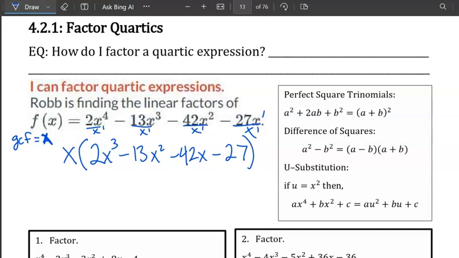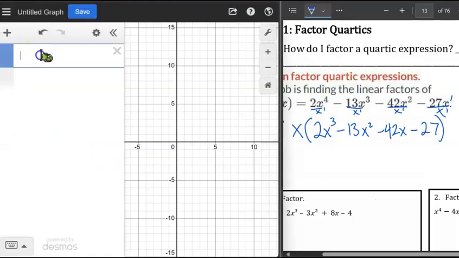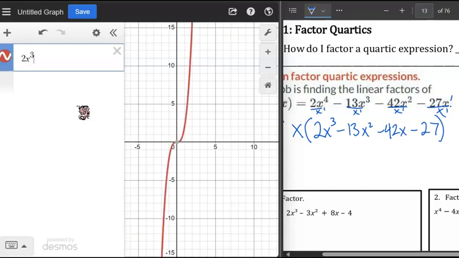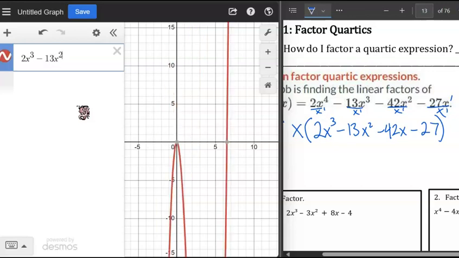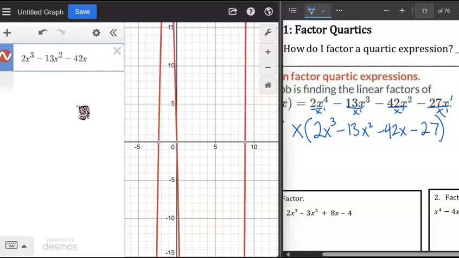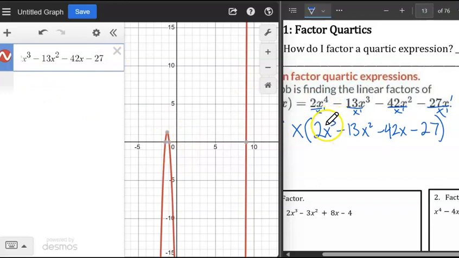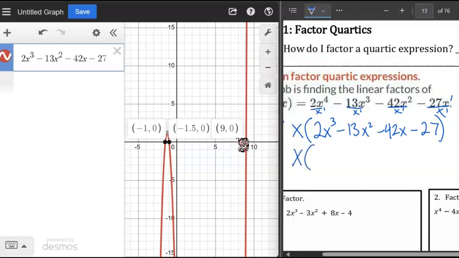So to factor this further, we can graph it. We'll graph what's inside the parentheses to factor it further. And the degree of this one is 3, so there can be no more than 3 roots here. They're visible. We have -1, -1.5, and 9. So our zeros are -1, -1.5, and 9. Well, -1.5 is the same thing as -3/2.